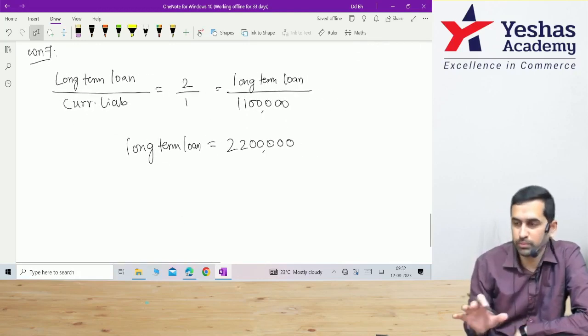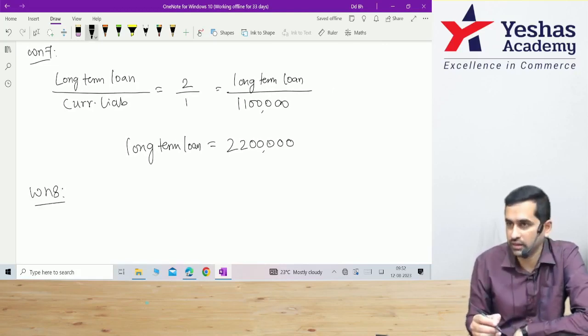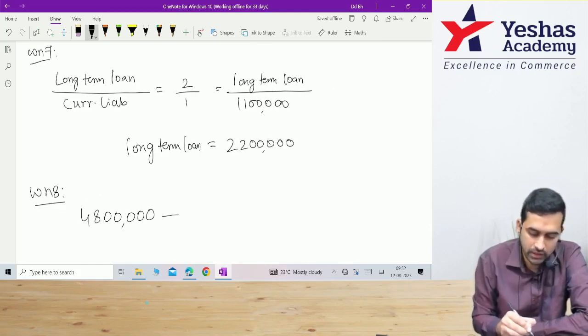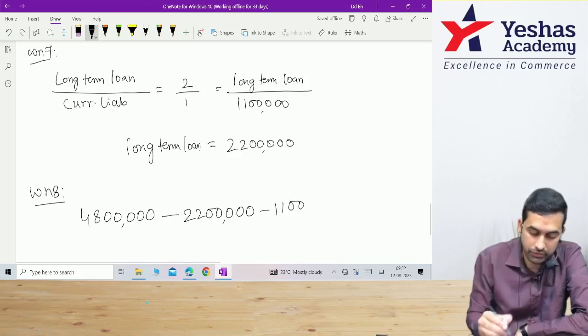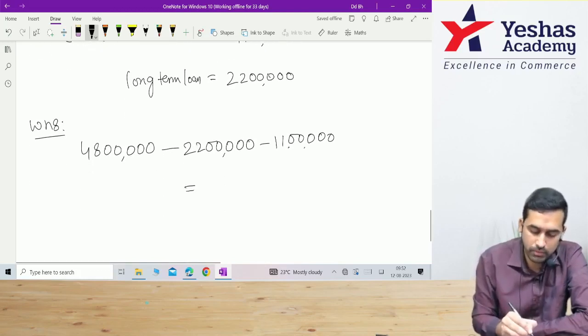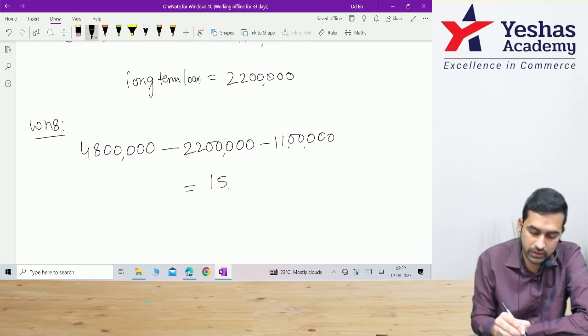Now I'll not go to balance sheet. I'll do the working note 8 also here itself. Tell me how much was total liabilities? 48 lakh. In that, long term is 22 lakh and short term is 11 lakh. If I minus all of this, the number I get should be my shareholders fund, and that is 15 lakhs.